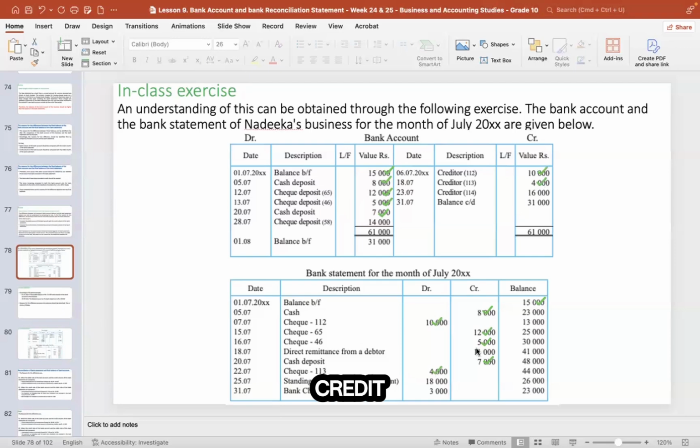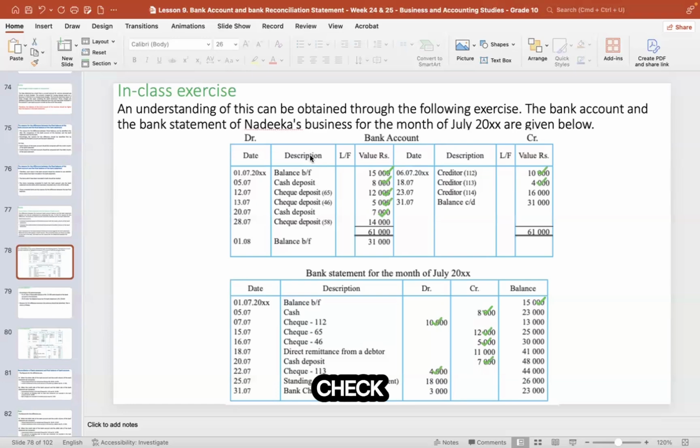Here, if you look at the credit side, this direct remittance of 11,000 was also not here. And here, if you look at the bank statement, the debit side and the credit side, the standing order is not here. Bank charges is not here. It's all good. Can you all understand that?